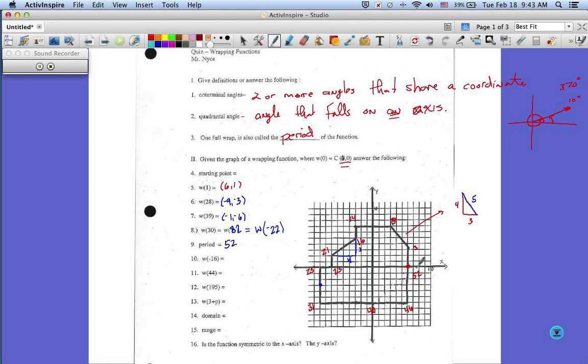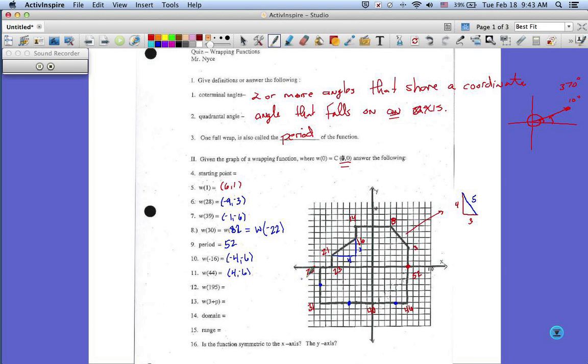A wrap of negative 16, well, I know these distances at least. That's 6, and that's also 6. That's 12, 13, 14, 15, 16 looks like we're there, which is negative 4, negative 6. A wrap of 44 is right here. So that's 1, 2, 3, 4, negative 6.